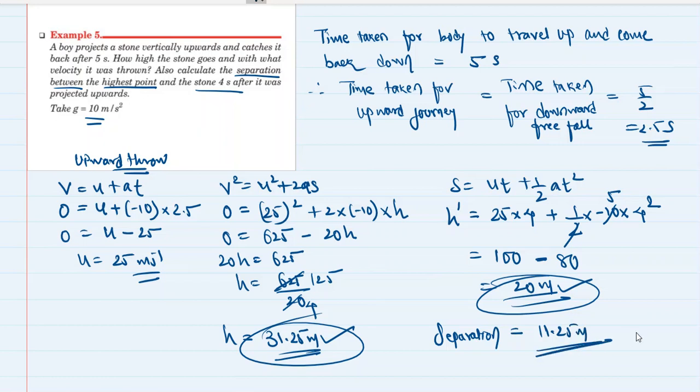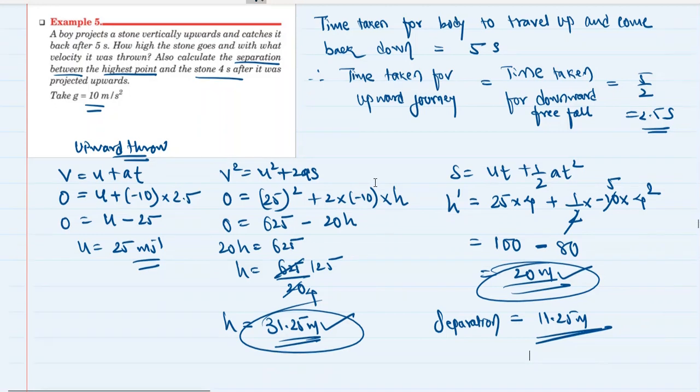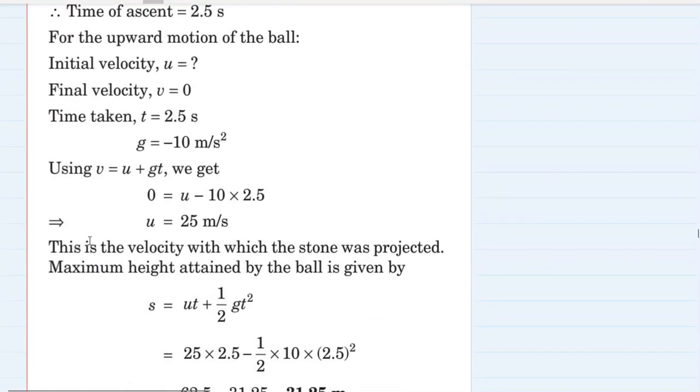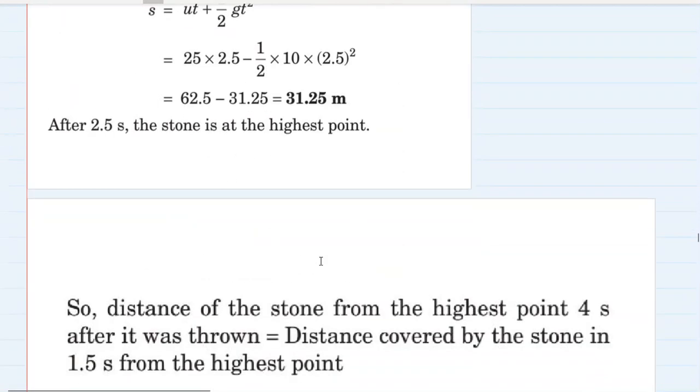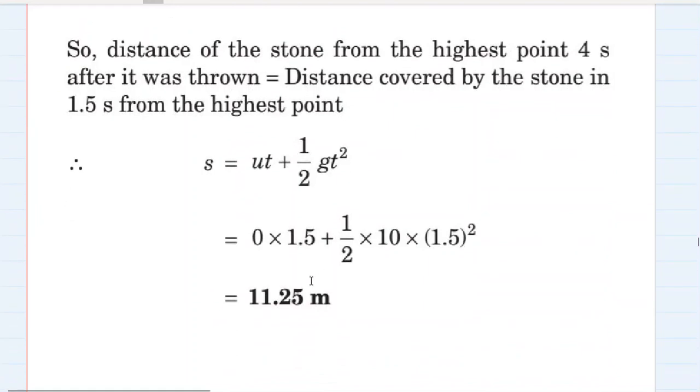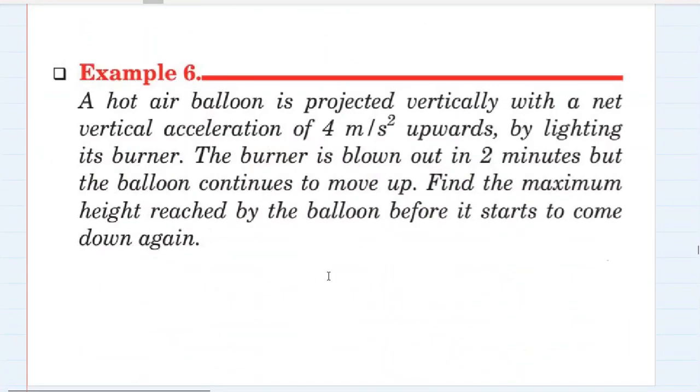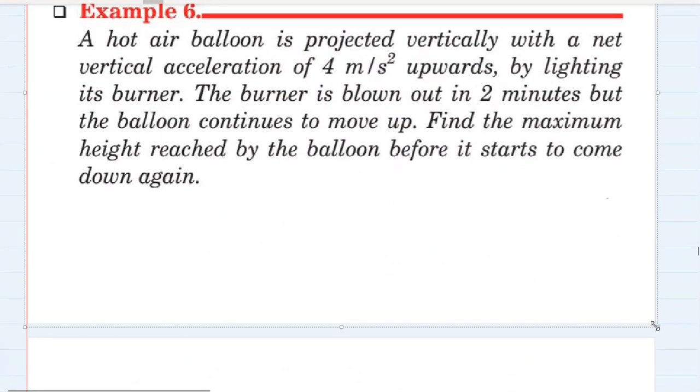Let's check if that is the correct answer. Our answers are: how high the stone goes is 31.25 meter, with what velocity it was thrown, 25 meter per second, and the separation 11.25. Let's check the answer. 25, 31.25, and 11.25. Absolutely correct. Let's go to the next question without wasting any time.